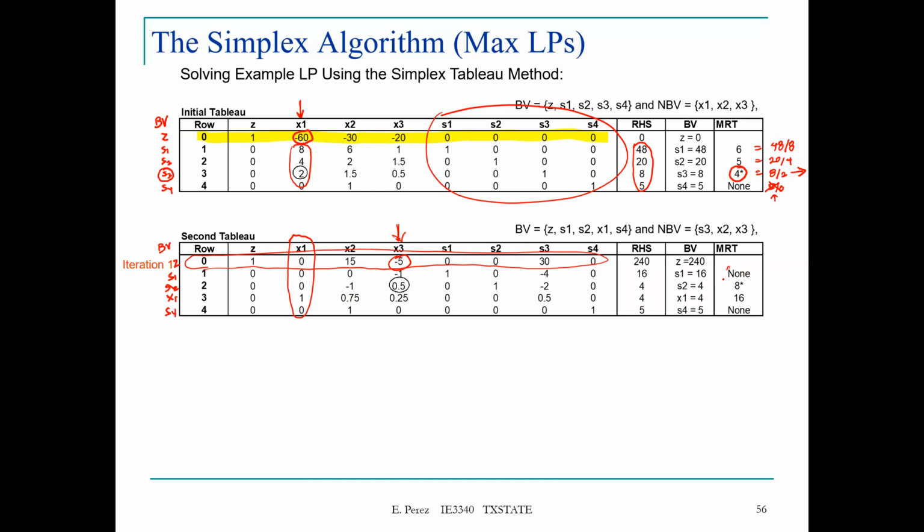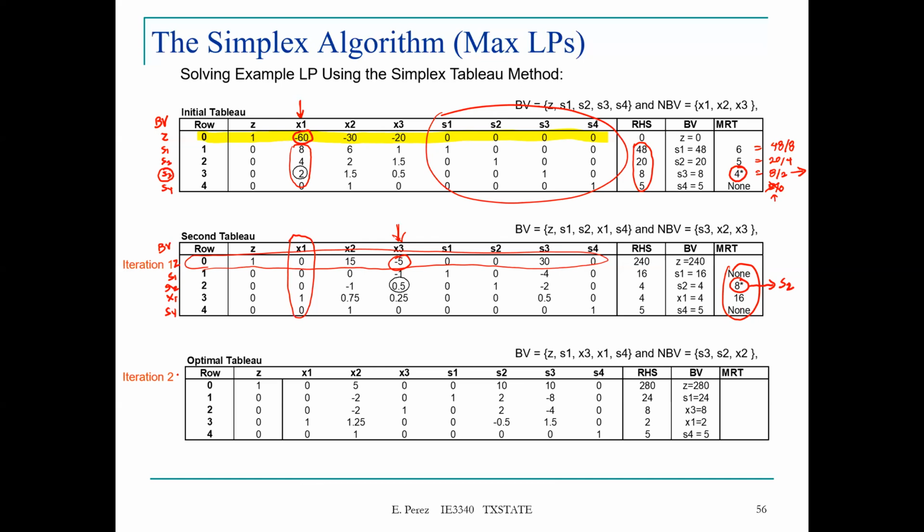I need to identify who's going to leave by doing the minimum ratio test. 8 is the minimum, so that means that S2 is going to leave. So on the next iteration, X3 is going to enter, S2 is going to leave. So these are my basic variables: Z, S1, X3, X1, and S4. At this point, I check if I have any negative coefficient here.